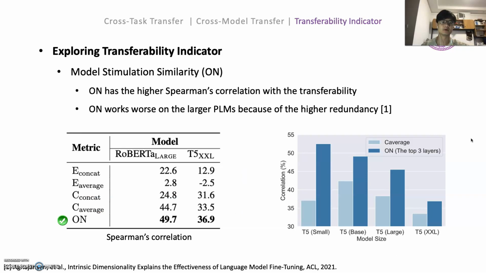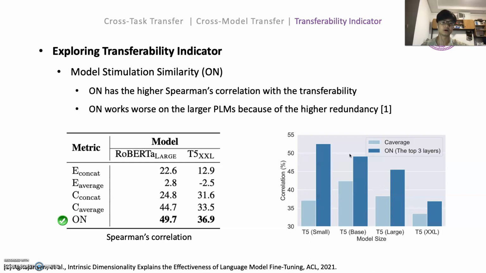To find the best transferability indicator, we compute the Spearman correlation between the ranking by all similarity indicator scores and the ranking by zero-shot performance. We could clearly find that the model stimulation method has the highest Spearman correlation, which means this is the best transferability indicator. Besides, we also observe that ON worked worse on the larger pre-trained language model. We guess this is because the larger pre-trained language model has higher redundancy.